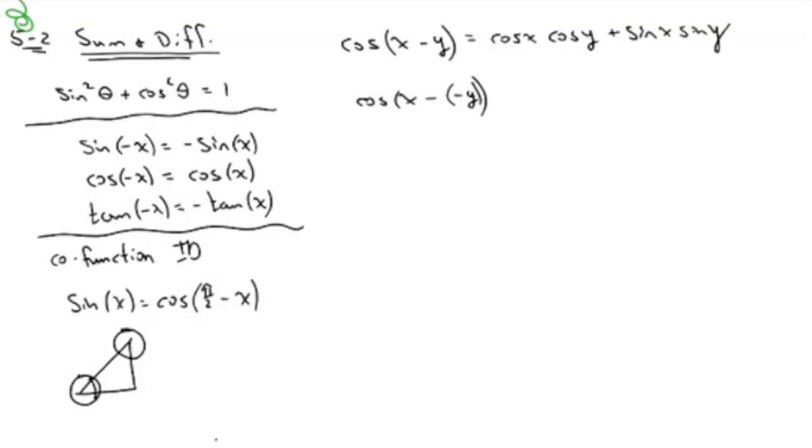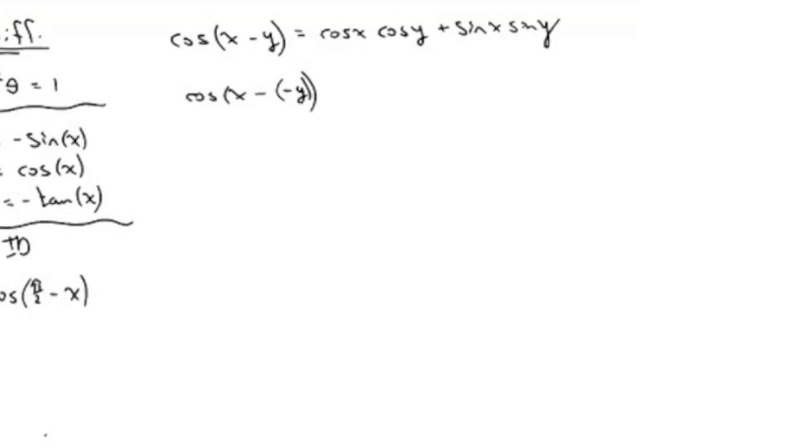So basically it's x plus y, but we have to plug it into this identity to find out what cosine of x plus y is going to be. So this becomes cosine of the first angle, which is just x, cosine of the second angle, which is negative y, plus sine of the first angle, which is x, and sine of the second angle, which is negative y.